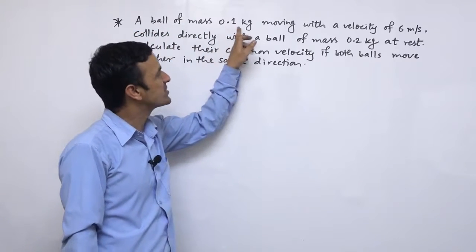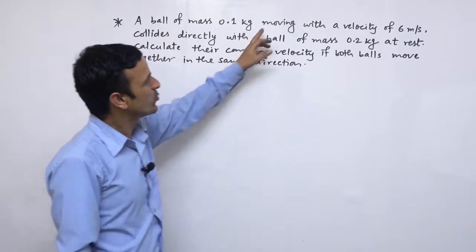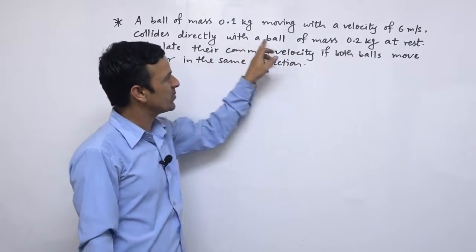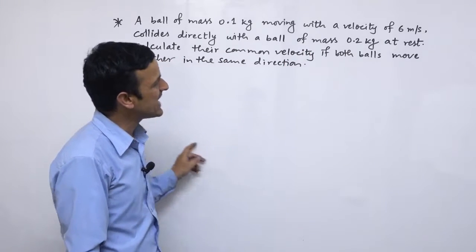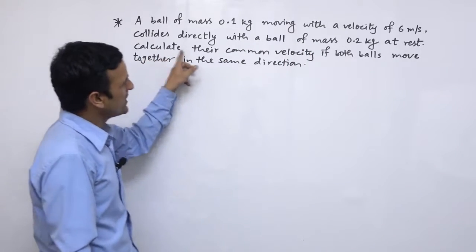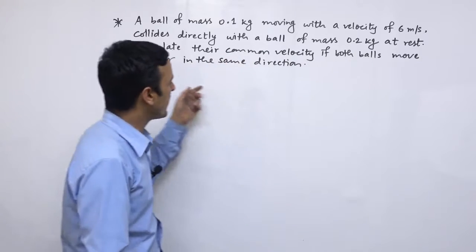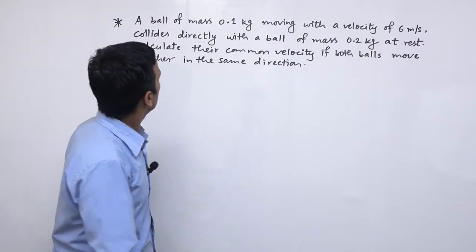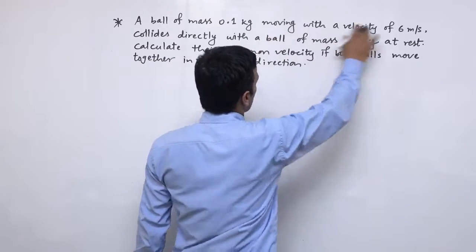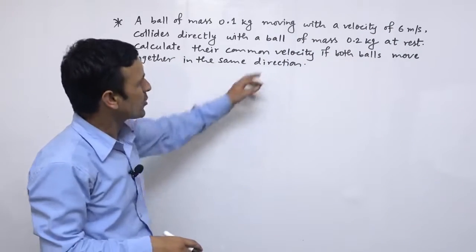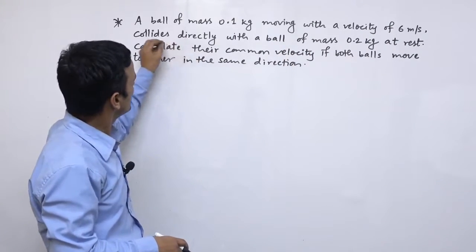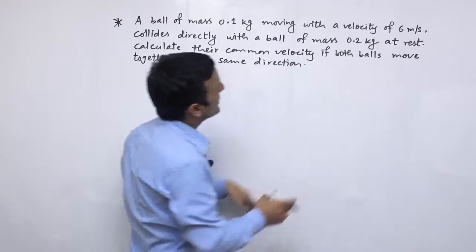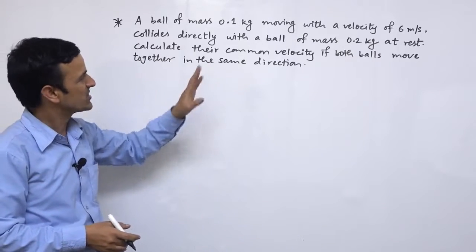A ball of mass 0.1 kg moving with velocity of 6 meter per second collides directly with a ball of mass 0.2 kg at rest. So calculate their common velocity if both balls move together in the same direction. कुनै एउटा बल को मास जुन यो छ यो भेलोसिटी मा मुभ भइरहेको छ र अर्को बल को मास पनि त्यति छ जुन यिनीहरु एक आपसमा ठोकियो, कोलाइड्स भयो. एउटा बल यसरी गइरहेछ, एउटा बल यसरी जाँदा ठोकियो. एट रेस्ट, यो मास भएको चाहिँ रेस्टमा ठोकियो.